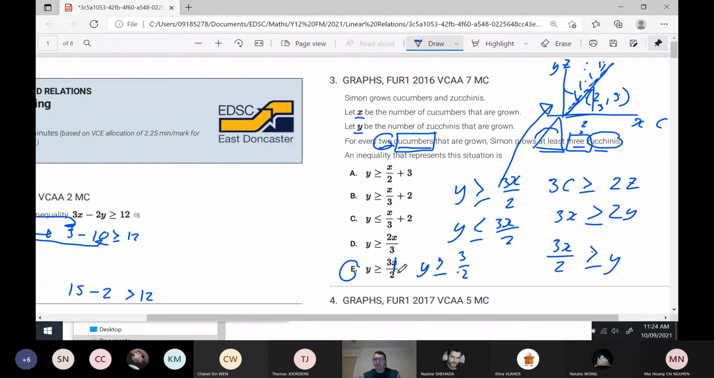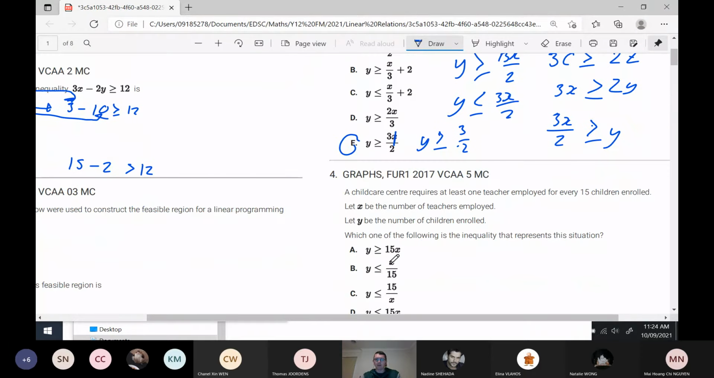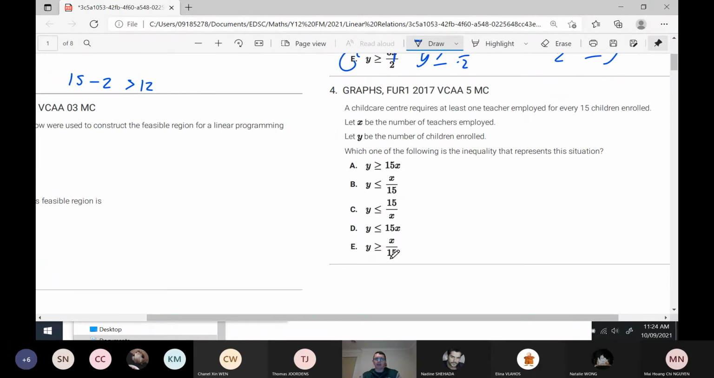How did you go? Did you get E? Maybe you did, maybe you didn't. That one's a tricky one. A childcare centre requires at least 1 teacher for every 15 children enrolled. Let X be the number of teachers employed. So X is the number of teachers employed, right? And I'm going to put 15 because it's that hack that I'm talking about again. And Y be the number of children enrolled.